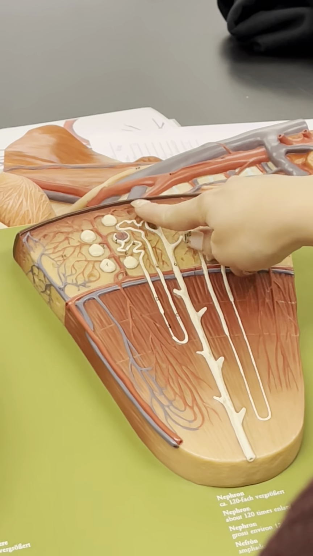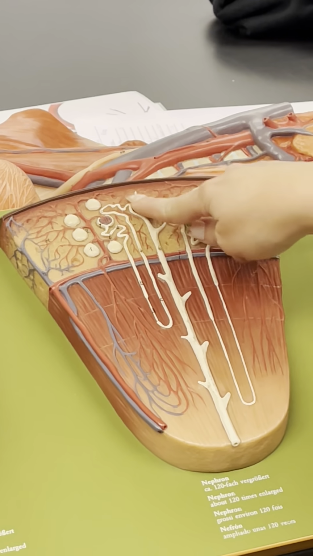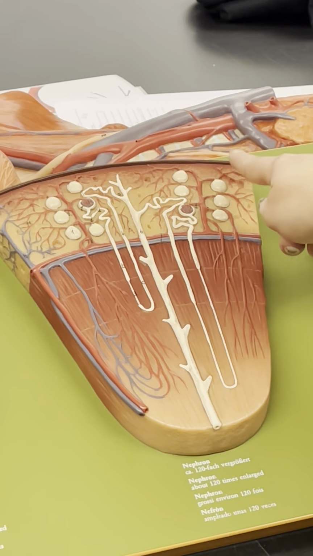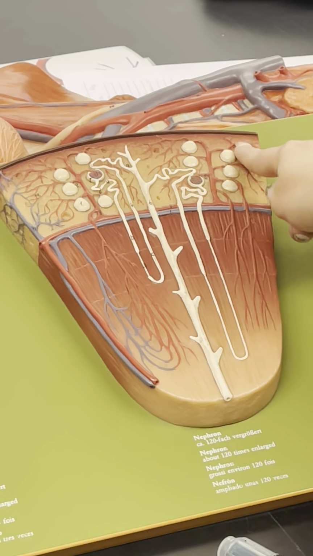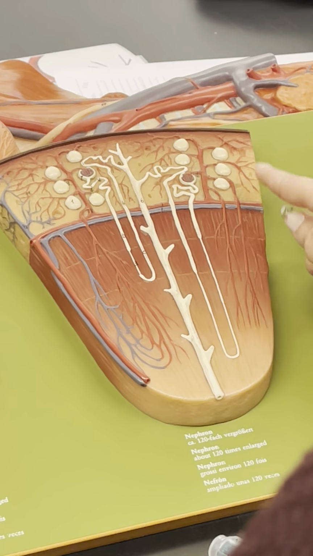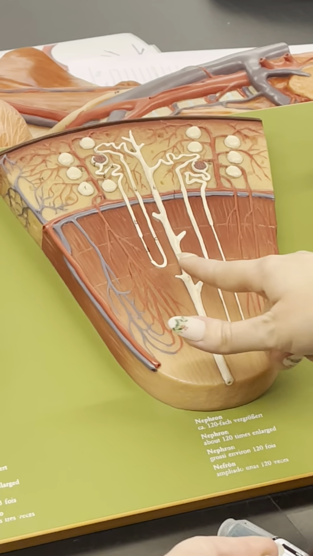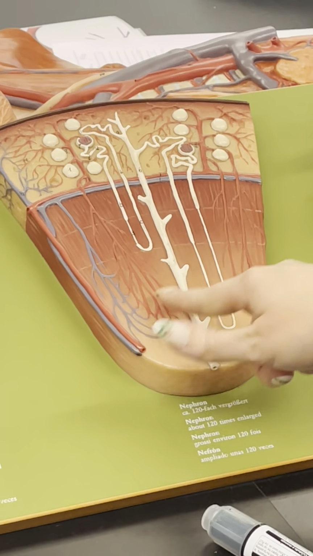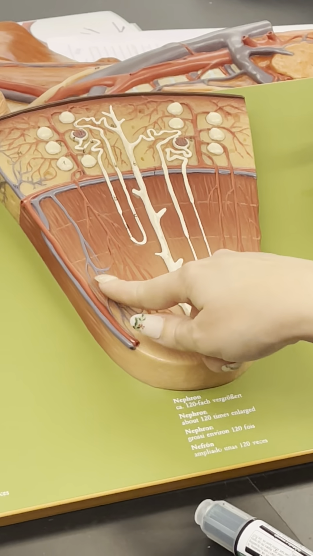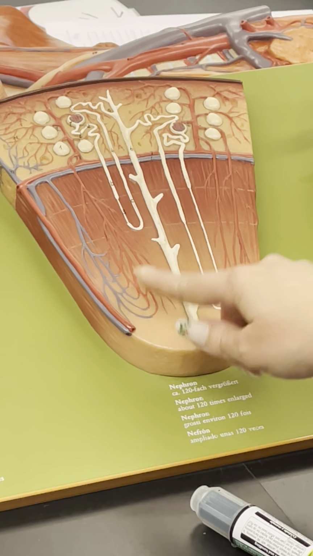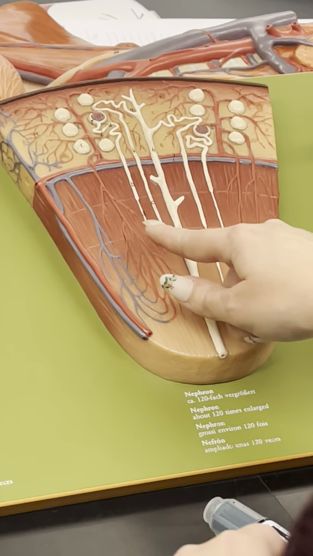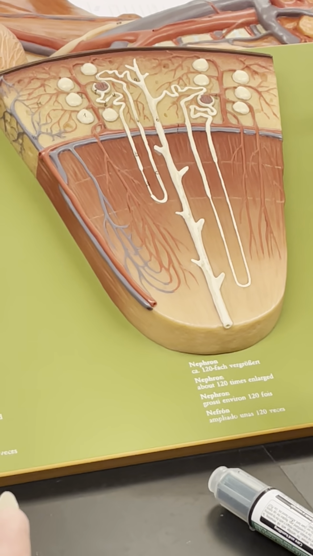So if I ask you what capillaries are right here, you'd say peritubular because they're around the proximal and distal convoluted tubules. And then the vasa recta are the ones that go deep into the medulla that are around the nephron loops. So that's the vasa recta. So far, so good? Okay, so now we have to come back to the venous side, right?